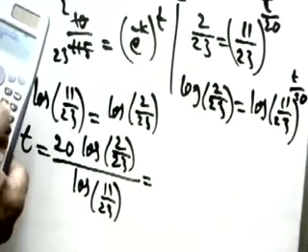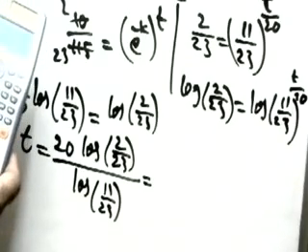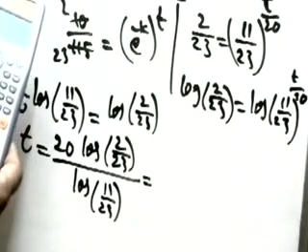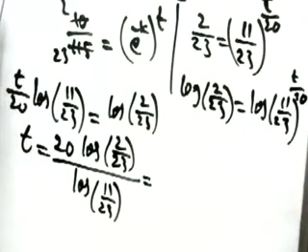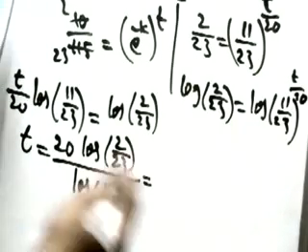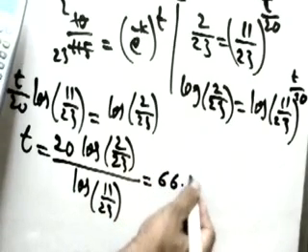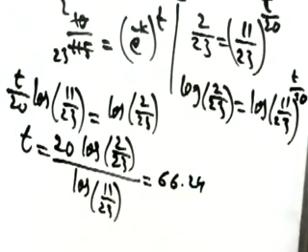What is in the denominator? In the denominator we are having ln 11 divided by 23. So let me see the answer. The answer is 66.24. So we are writing in minutes now. After 66.24 minutes, the temperature is reduced to 35 degrees Celsius.